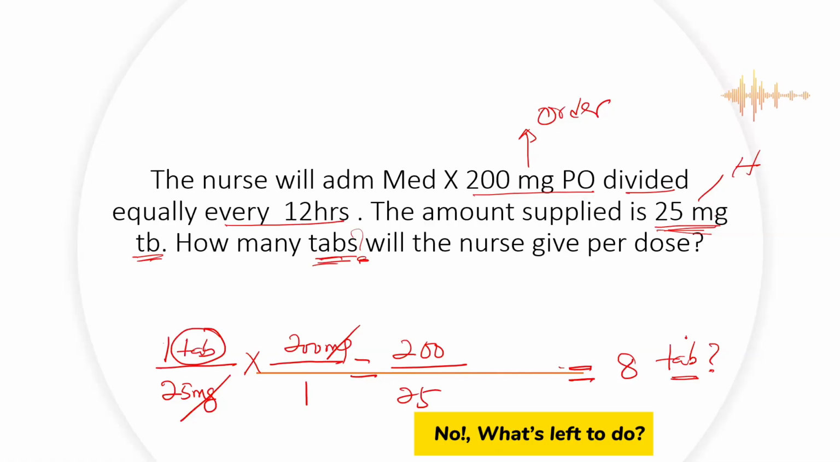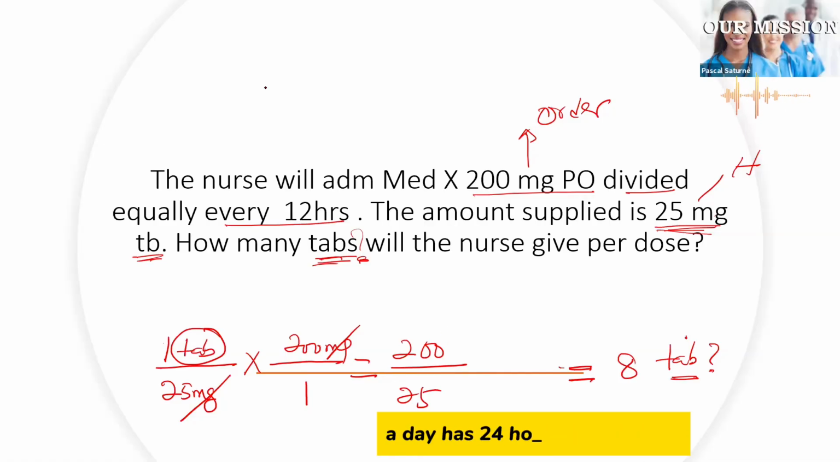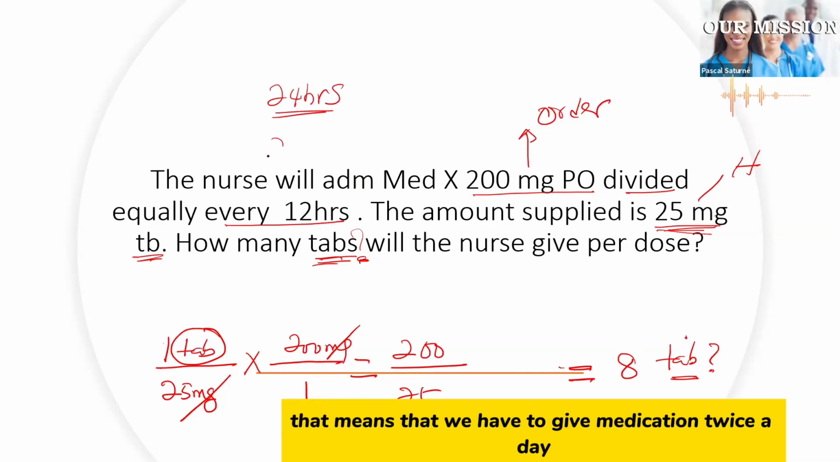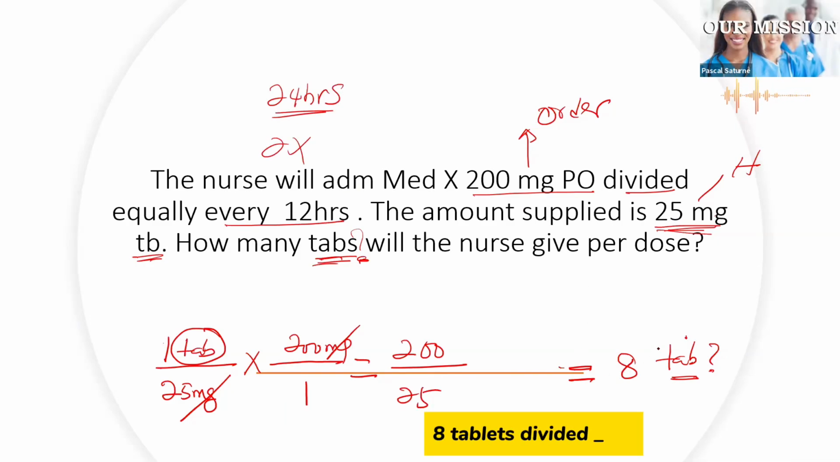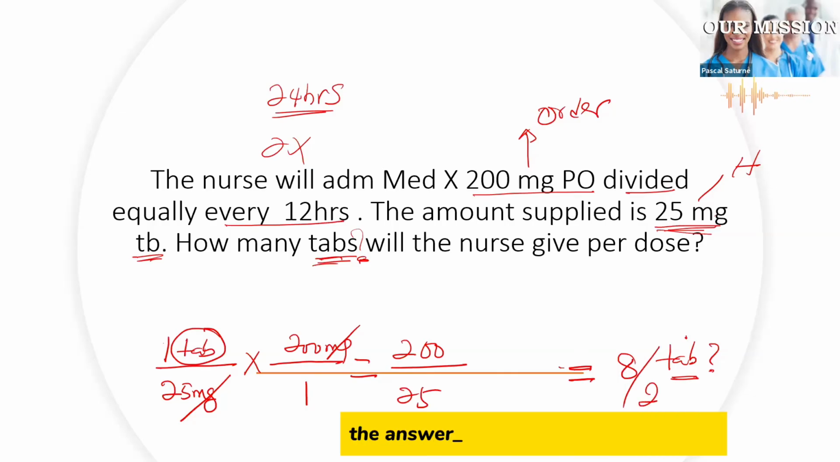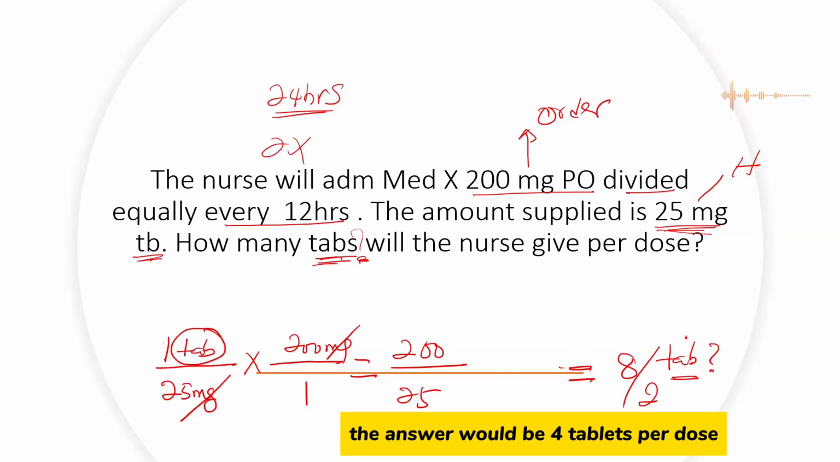No. What's left to do? Every 12 hours. A day has 24 hours, divided by 12 gives 2. That means that we have to give medication twice a day. 8 tablets divided by 2. The answer will be 4 tablets per dose.